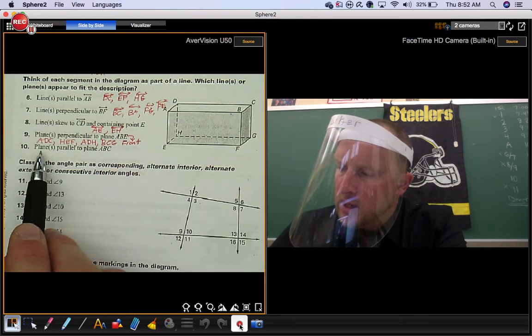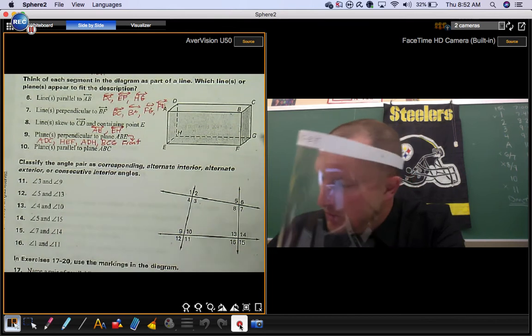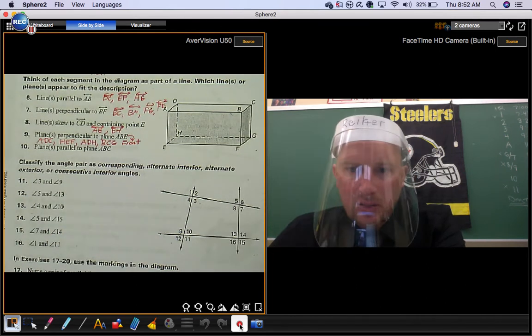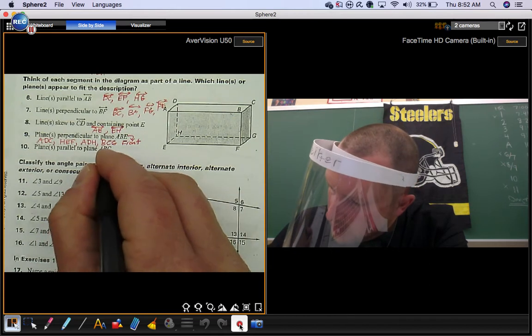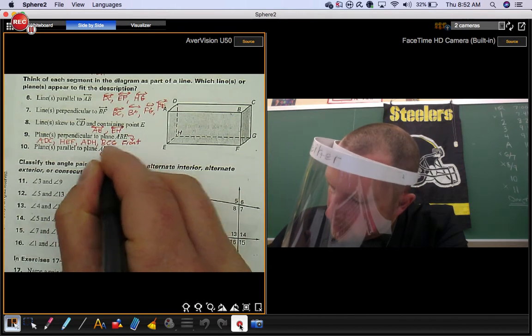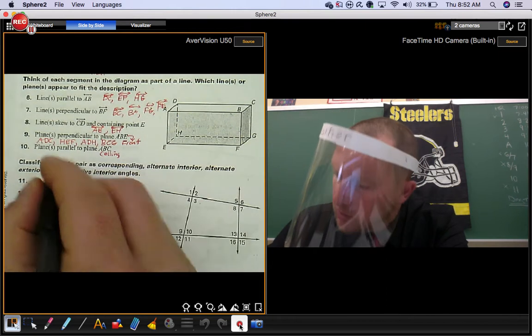Last one. Name a plane or planes parallel to plane ABC. Plane ABC is the ceiling. There's only one plane parallel to that, and that's going to be the floor. So I'll just mark this as ceiling. And then just name the floor. We'll call it plane HEF.